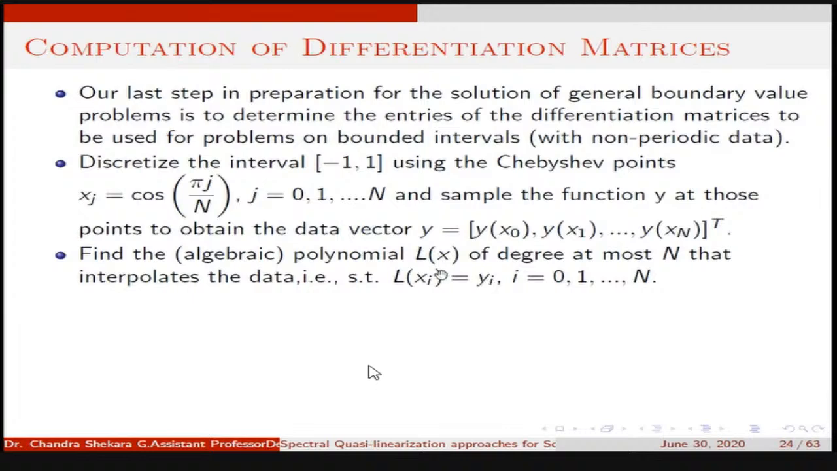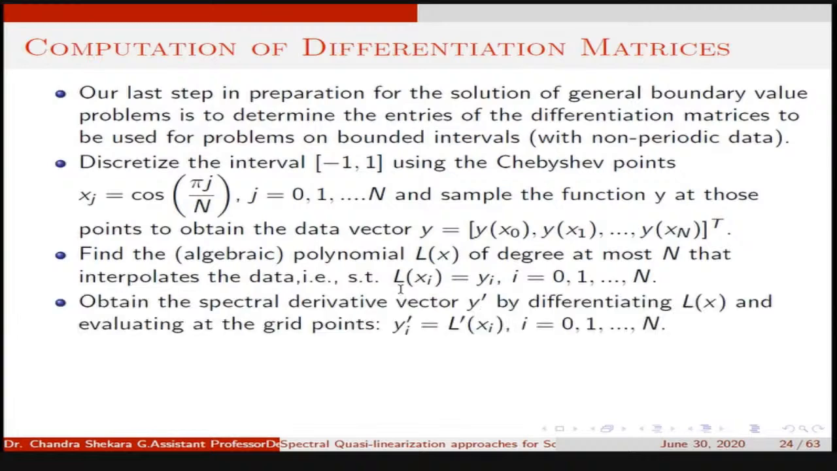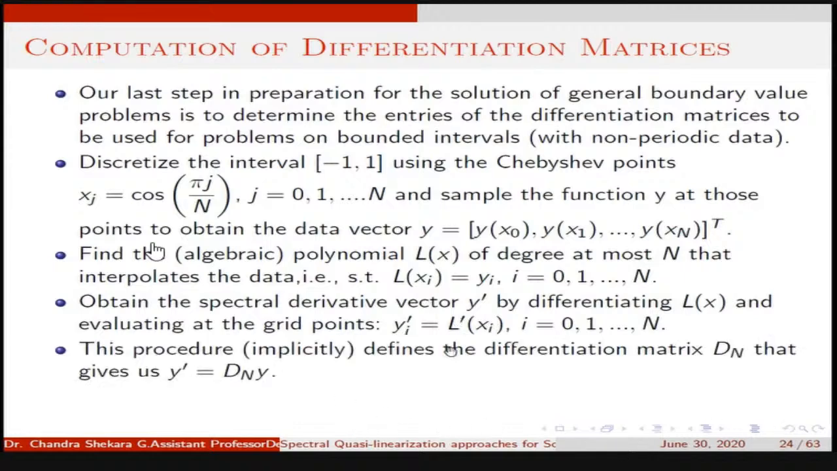So this is the polynomial of degree at most n, and it is called Lagrange's polynomial. Then to obtain this spectral differentiation matrix, you just differentiate this Lagrange's polynomial, whatever we get after interpolating it. So differentiating that, we can say that y dash is equal to L dash. Using this relation, one can define what is called the differentiation matrix. So we can say that y dash is equal to D_n of y.